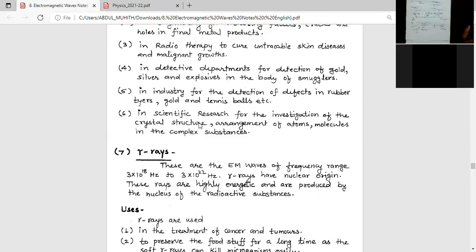And in scientific research, for investigation of crystal structures, in chemistry we have Frenkel defect, Schottky defect, and all. These also can be studied using X-rays. Arrangement of atoms and molecules in complex substances, like Buckminster fullerenes, diamond, graphite, and all the structures, we study using this.